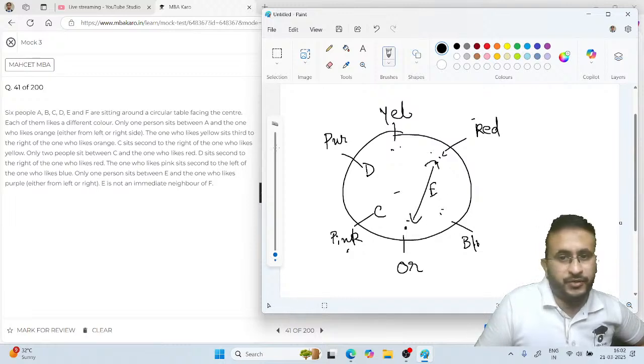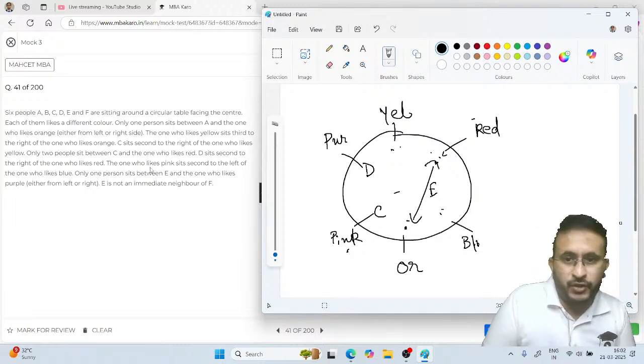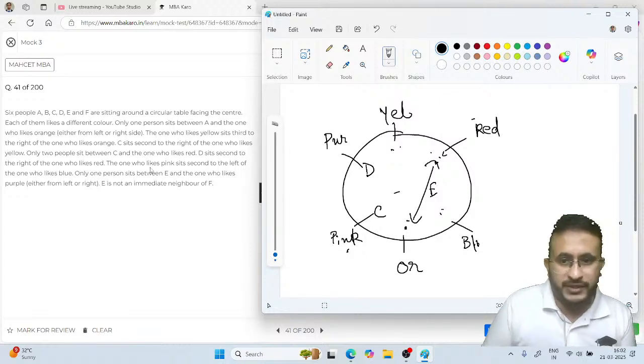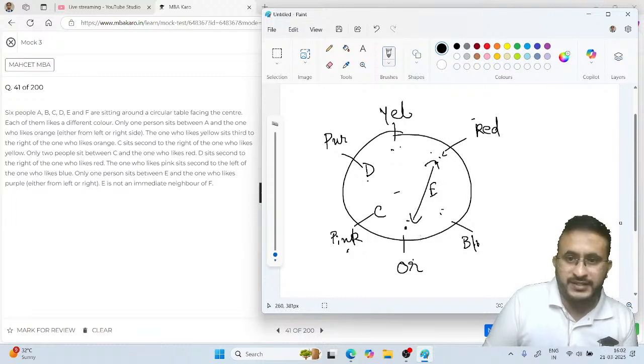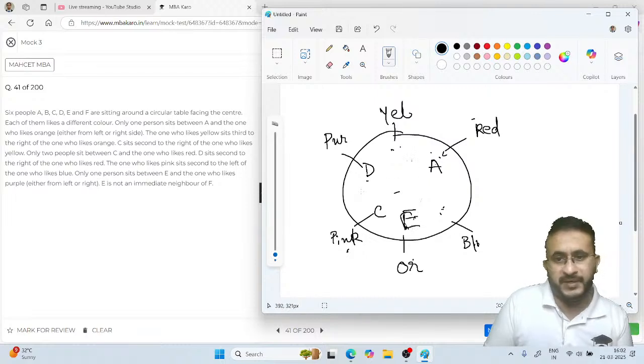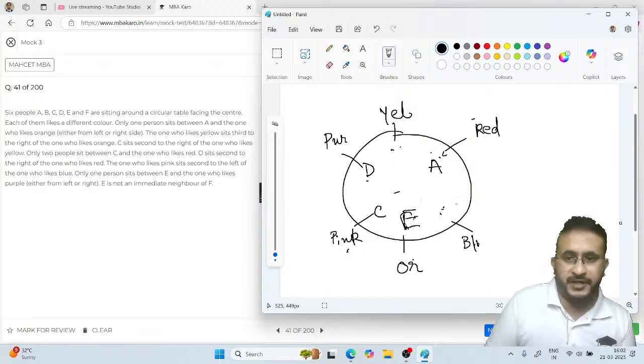One of these two will be it. And one statement was left in the beginning. Only one person between A and the one who likes orange. Okay, so this is orange. This is already D. So this will be your A. One person and orange. And this will be E because one person between purple and E. This is purple. So this will be E. And we are left with two more people, B and F. E is not an immediate neighbor of F, so B and F will be placed accordingly.